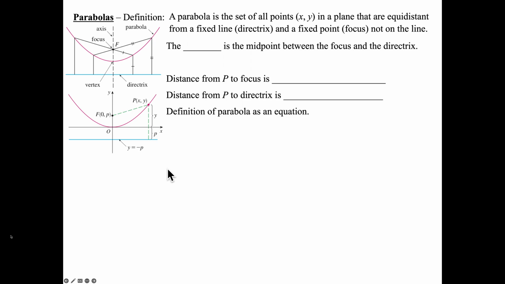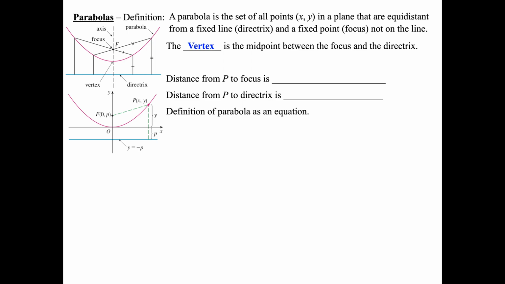All right, so let's look at our parabola. It's going to be a little bit different than what you saw back in algebra. Back in algebra, you had your parabola defined by the vertex only, set equal to y. Here, because our parabola is not always going to be a function, it has to have a different definition. A parabola is a set of all points x, y in a plane that are equidistant from a fixed line called the directrix line and a fixed point called the focus, not on the line.